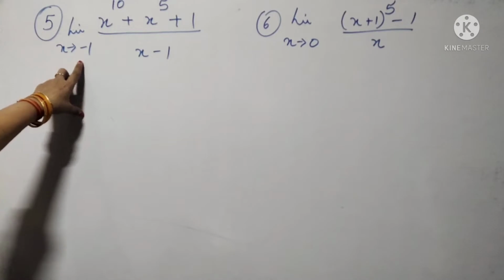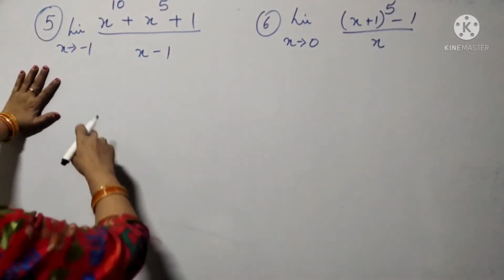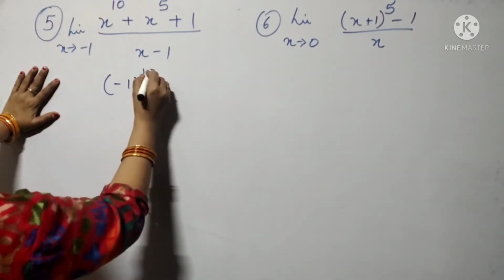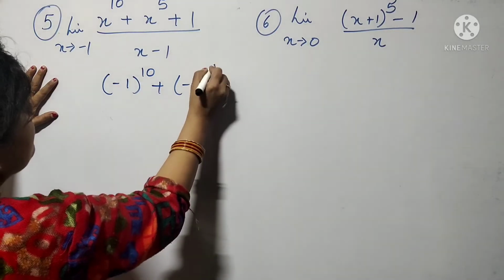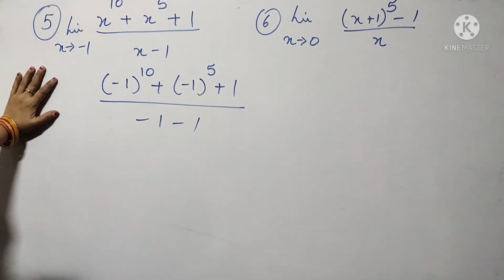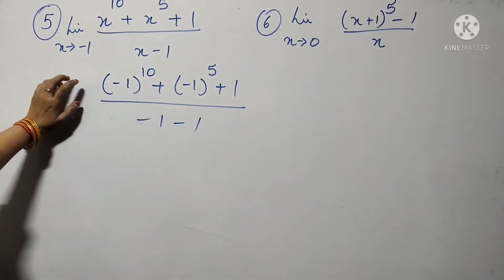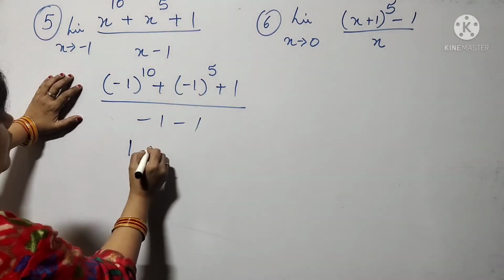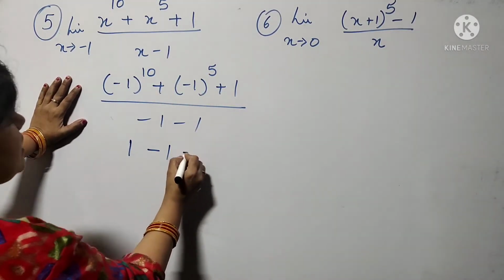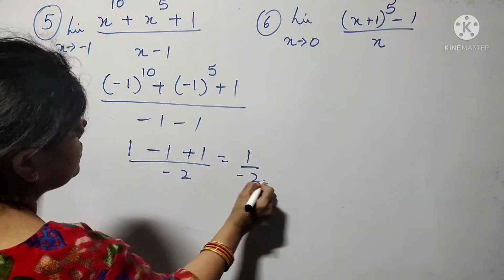We have the limit x tends to -1. Okay, just see over here. We put different values of -1 to the power 10, -1 to the power 5 plus 1 upon -1. Now -1 to the power 10, this is our even number. So its value become 1, its value become -1 because 5 is the odd number. After that plus 1 and here we have -2 which is equal to 1/-2.